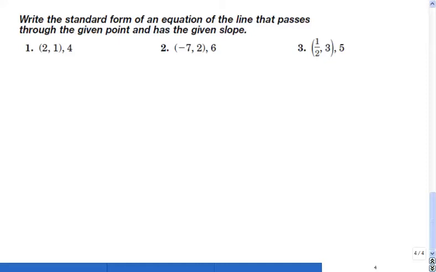Let's remember what is the standard form of an equation of a line, of a linear equation, before we answer these three problems, these three questions, if you want. You remember that the standard form of a linear equation will be ax plus by equals c, where either a or b have to be different than 0.